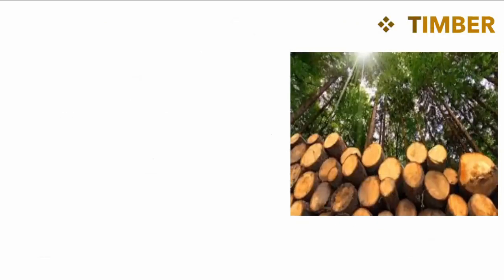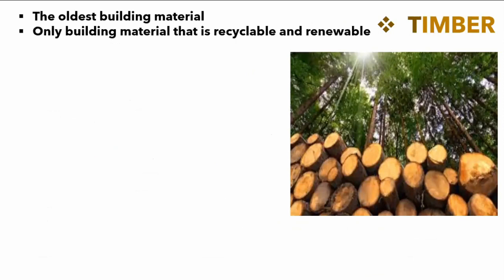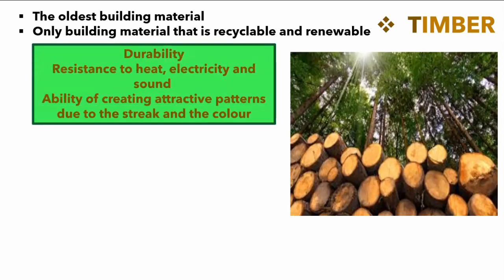There are many building materials used nowadays, such as synthetic polymers and metals, but the oldest building material is timber, and it is the only building material that is recyclable and renewable. There are some special characteristics of timber: durability, resistance to heat, electricity and sound, and the ability of creating attractive patterns due to the streak and the color, and this can be observed in our wooden furniture.